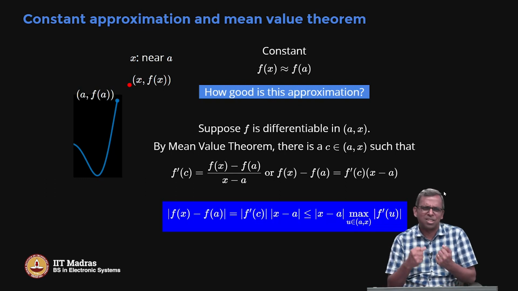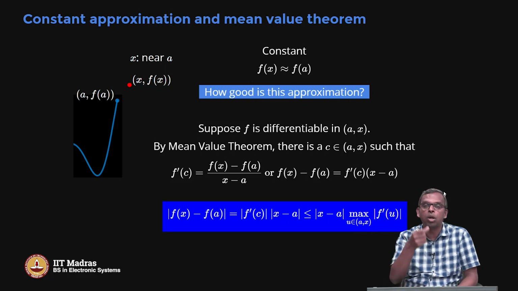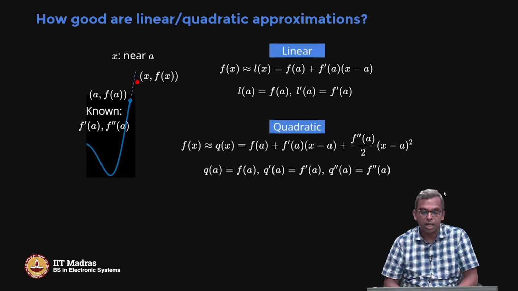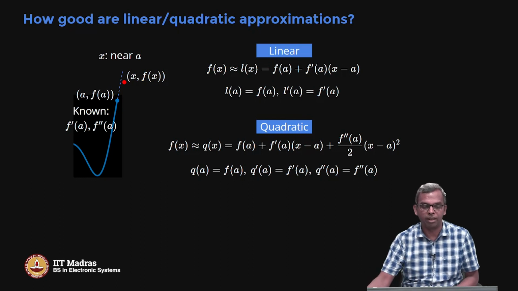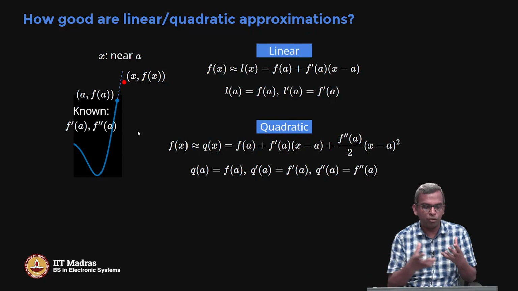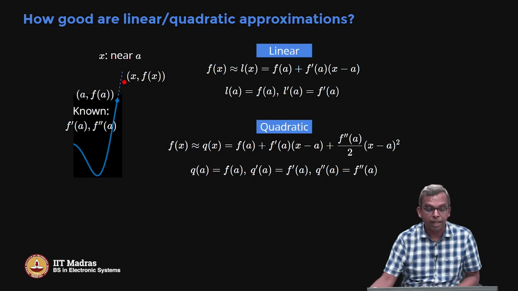Of course this is not the only thing we can do, isn't it? If we know more about the function f at a, we can do better and better approximations. Of course, we know linear and quadratic approximations. We've seen this over and over again earlier. So in this case, I know at a that f takes value f(a). Maybe I also know the derivative at a and the double derivative at a. Now I know more information. So when I have more information about the function f at a, I can do better approximations for f(x).